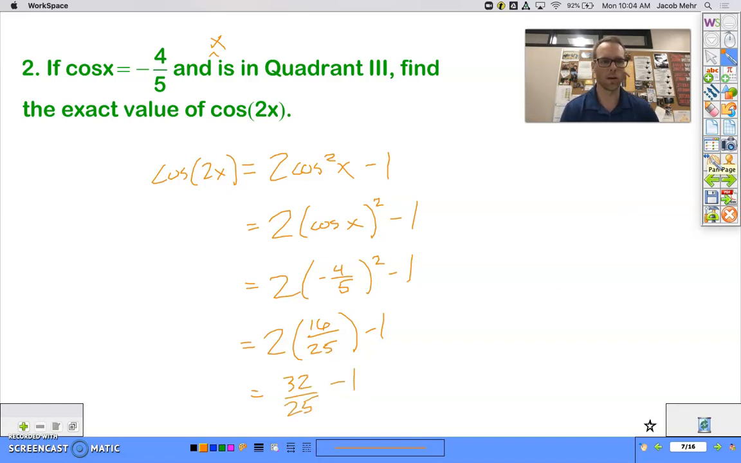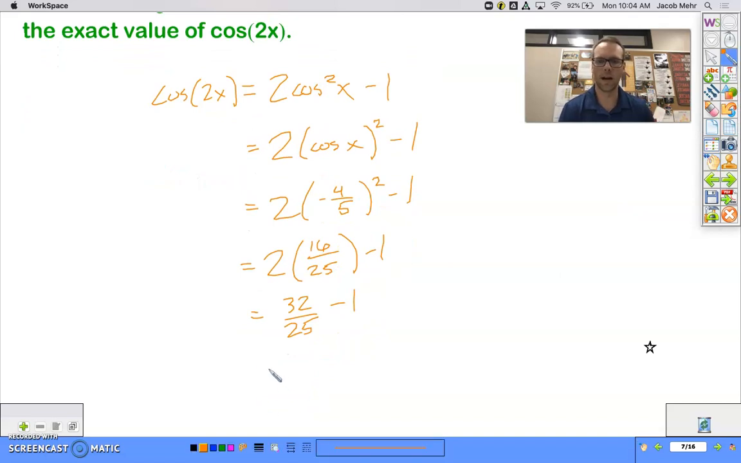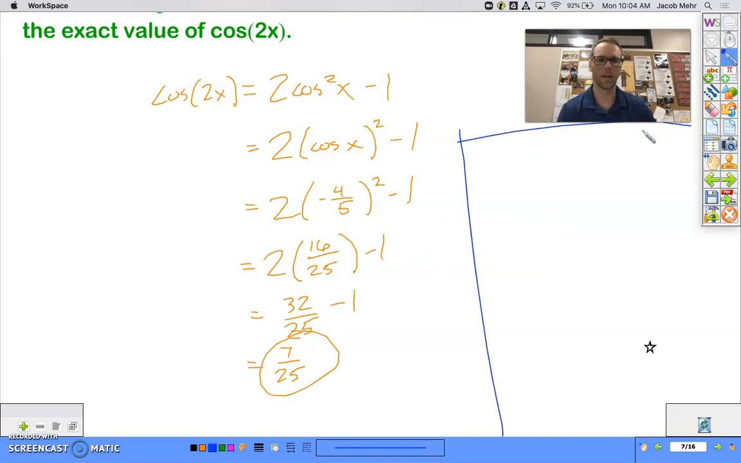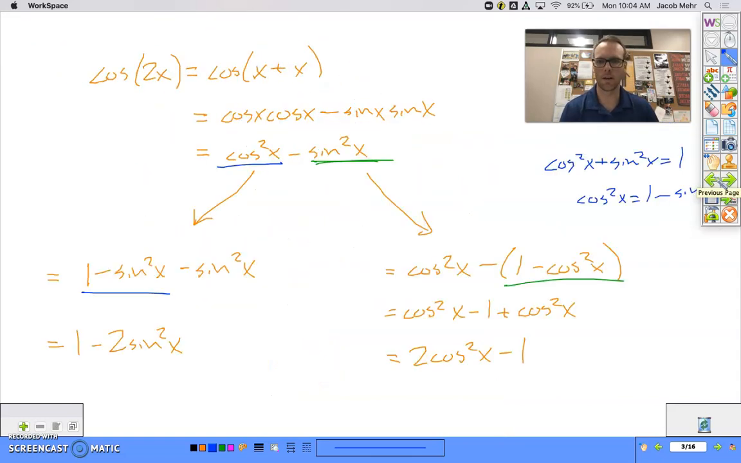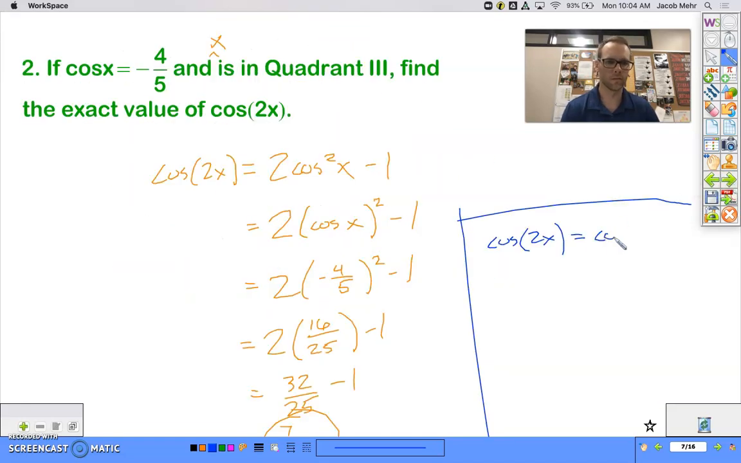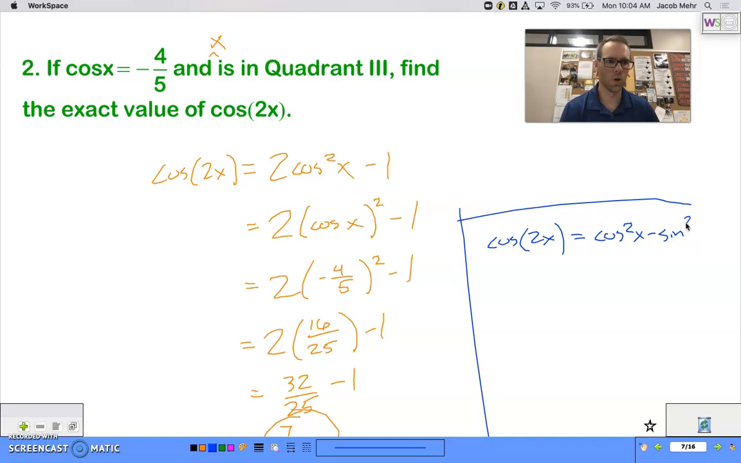And when I subtract 1, let's see if I have enough room. Yes, I do. I get, well, 32/25. 1 is 25/25, so this gives us 7/25. Pretty neat there. Now let's talk about an alternate option here. Let's say I wanted to use the first identity that we came up with for our double angle, cosine squared minus sine squared. This requires me to know what the sine of theta is. And that's why this third quadrant comment is really important.